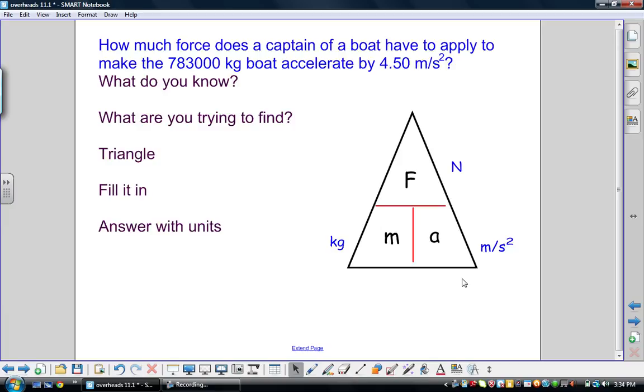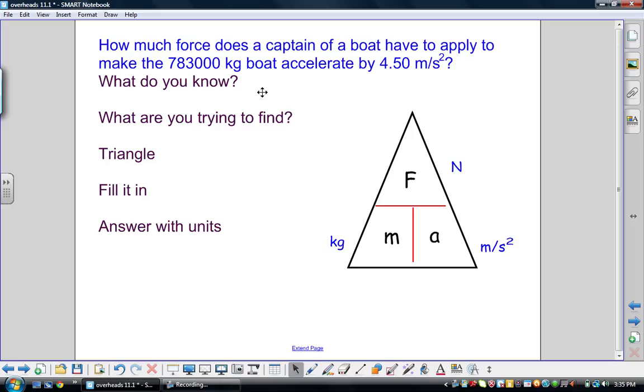Here's that new triangle. The F is up here, the m and a are down here. Like before, if you know the F and the m, you divide. If you know the F and the a, you divide. If you know the m and the a, you multiply. Mass is measured in kilograms. Acceleration is measured in meters per second squared. Force is measured in kilogram meters per second squared, which is quite a mouthful, so that's abbreviated as newtons, which is a capital N. Now the math problem is just what we've done before.